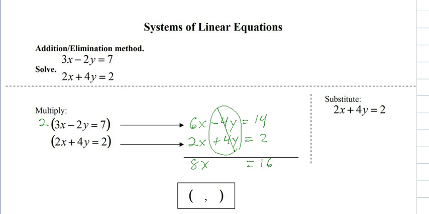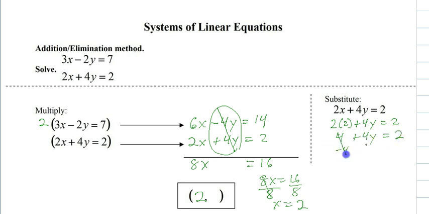And now we have a nice equation that we can solve. So divide by 8, divide by 8, x is 2. So we know our x coordinate. Now all I have to do is take that 2 and plug it back into either equation. I picked the second one because there's no minuses, no negatives. So we plug the 2 in. Keep solving, and reduce, negative 1/2. And that is our solution.